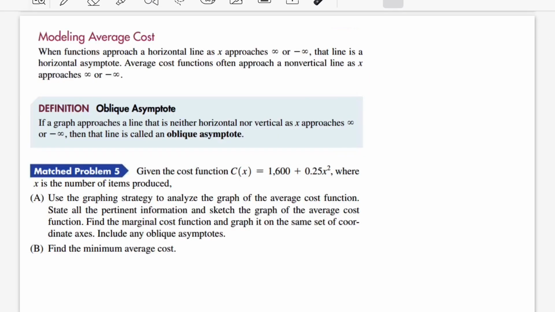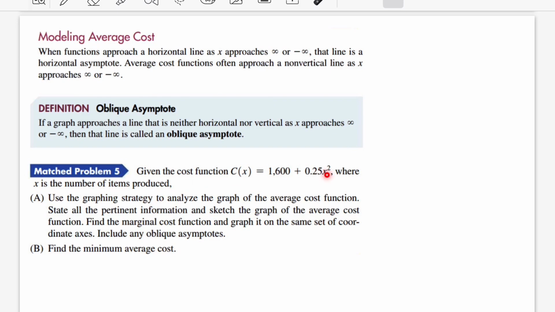The last example we're going to look at is modeling an average cost function. But first, we're going to introduce this new definition of an oblique asymptote. So if a graph approaches a line that is neither horizontal nor vertical as x approaches positive or negative infinity, then that line is called an oblique asymptote. Okay, so we'll see an example of that in this problem here.